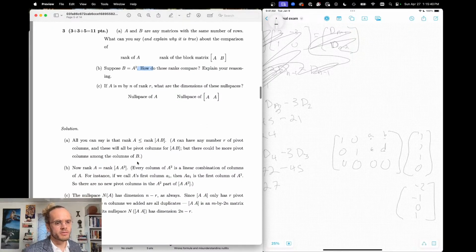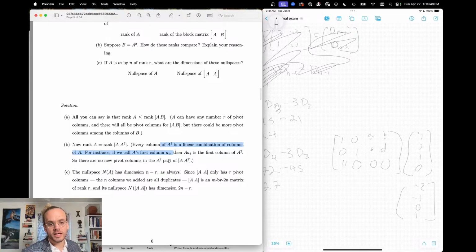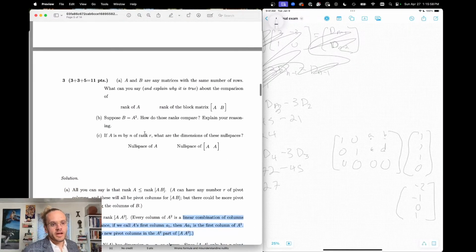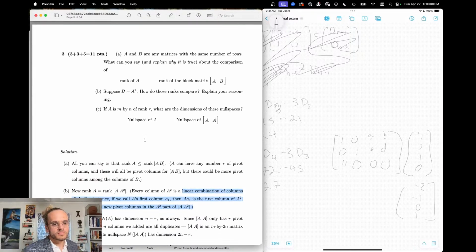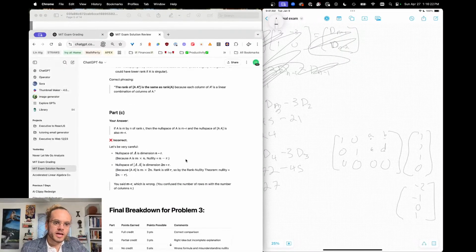If B equals A squared, now rank of A equals A squared. Every column of A squared is a linear combination of the columns of A. So for instance, if we call A's first column a1, then a1 is the first column of A squared. So there are no new pivot columns in the A squared part of A, A squared. Okay, let me see if I can make sense of that. The rank of A is the rank of A, B. So there are no new pivot columns. That's the point in the A squared part. I think I basically understood that. I just didn't explain well.